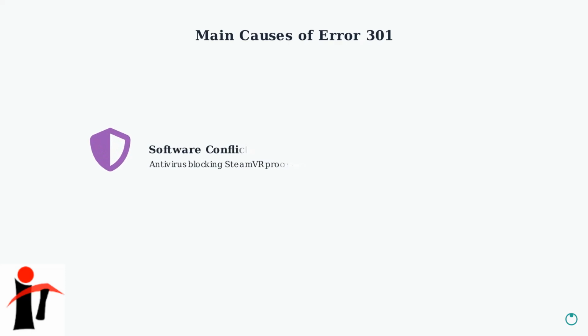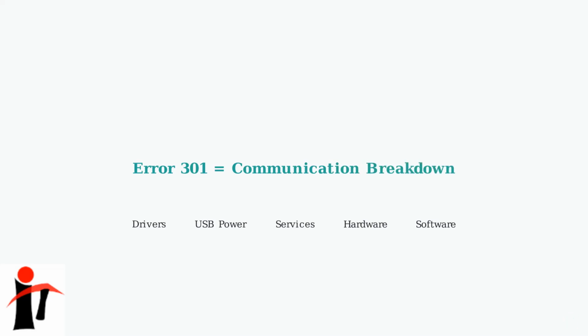Finally, software conflicts like antivirus programs can block SteamVR processes. Security software may mistakenly identify VR processes as threats and prevent them from running properly. Understanding these root causes is essential for effective troubleshooting. Each cause requires a different approach to resolve, which is why systematic diagnosis is crucial for fixing Error 301.